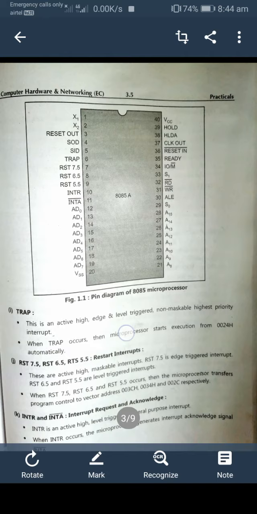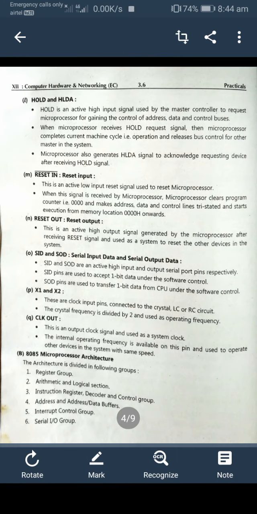8085 microprocessor architecture. The architecture is divided into the following groups. First one, register group. Second one is the arithmetic and logical section. Third one is instruction register, decoder and control group. Fourth one is address and address data buffers. Fifth one is the interrupt control group, and sixth one is the serial input output group.